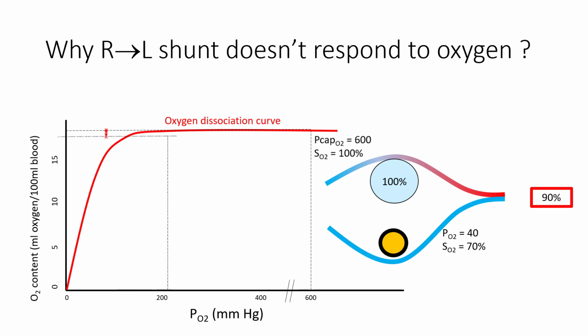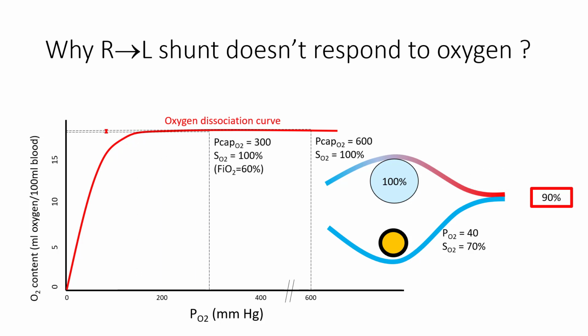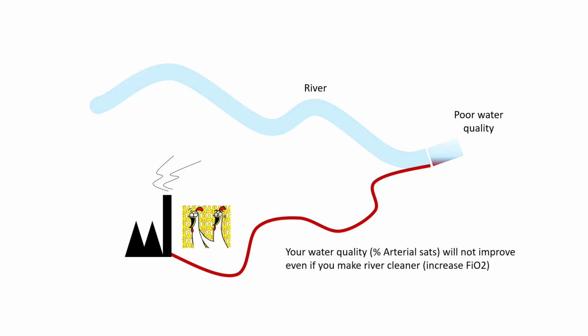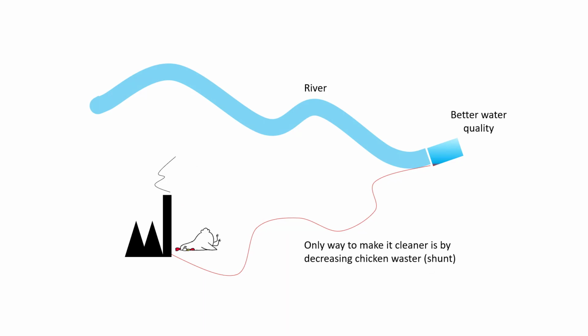However, in a lot of the ICU patients, you typically don't start at 20%. These guys are possibly at 50-60% FiO2, and their P capillaries is already around 300. You're already on top of the curve. So increasing your FiO2 from say 60 to 100% is not going to make any difference in oxygen carrying capacity. Think about shunt as a chicken plant waste flowing into the river, and this results in poor water quality. Even if you clean the river, the water quality will remain poor as long as there is stuff coming from the chicken plant. The only way to make your water quality better will be to decrease the shunt.